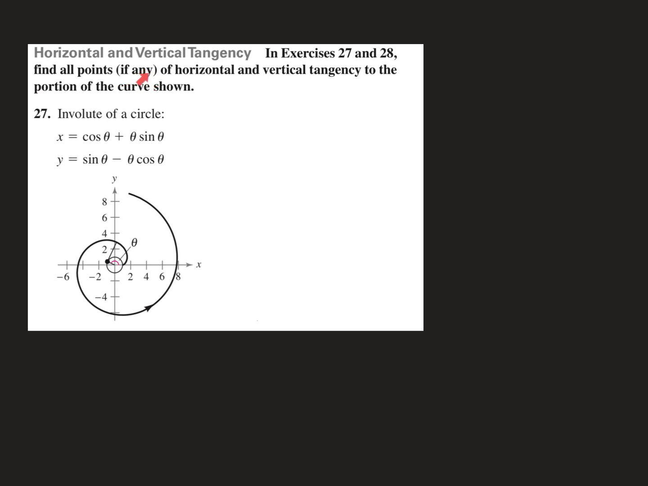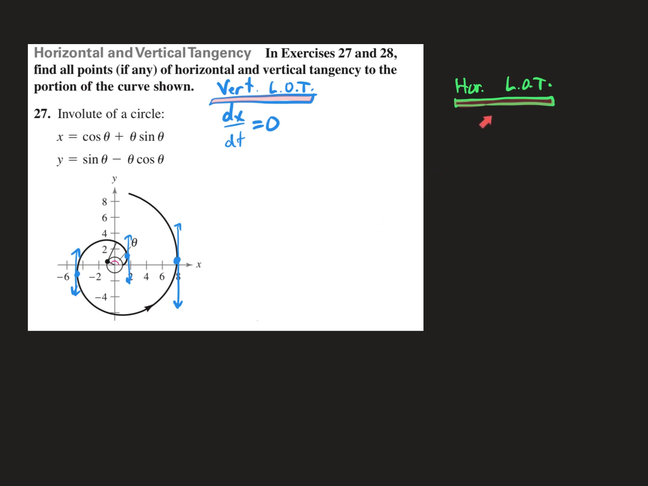Alright, we're looking for places of horizontal and vertical tangency. So, vertical lines of tangency will look like this, and we should know that that occurs when dx/dt is 0. Horizontal lines of tangency, on the other hand, occur at places like this, and we should know that they occur when dy/dt is 0. So let's find dx/dt, set it equal to 0, and solve. Similarly, we'll do this for dy/dt.